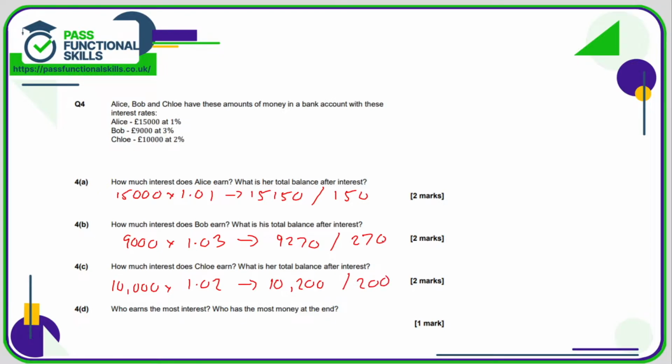So who has the most interest? Well, that's Bob. Who has the most money at the end? It's going to be Alice.